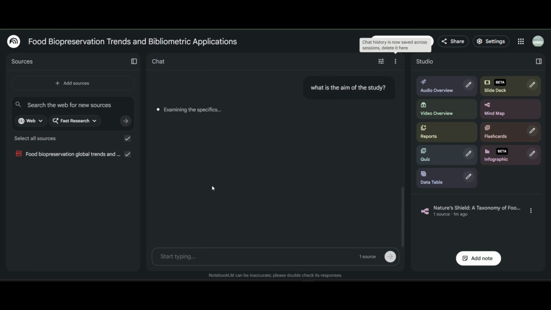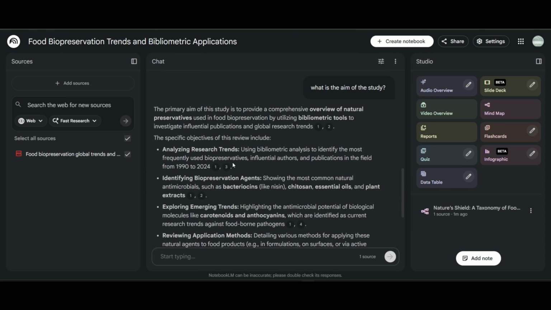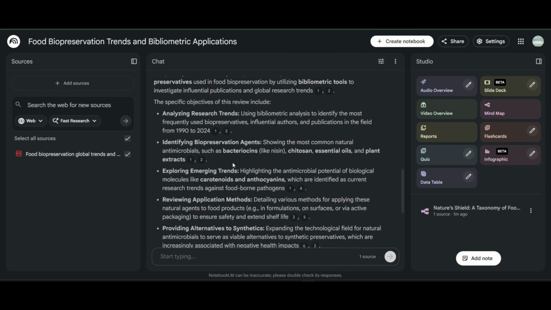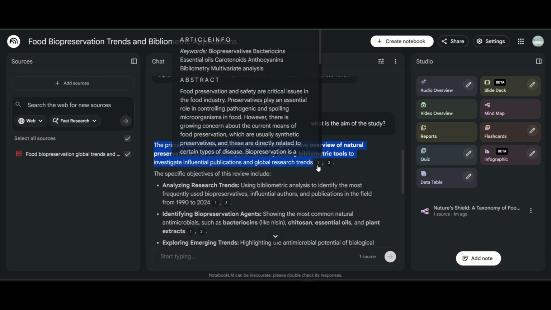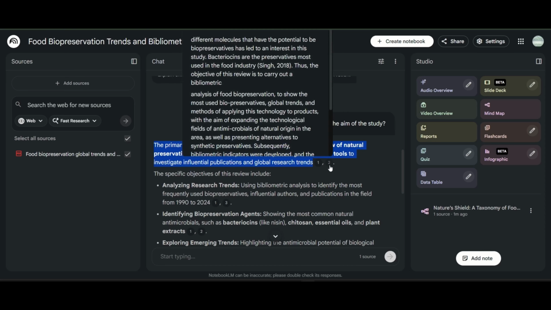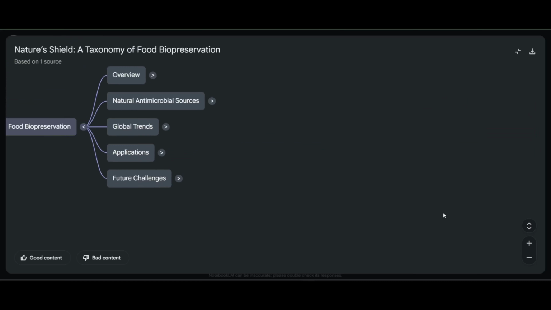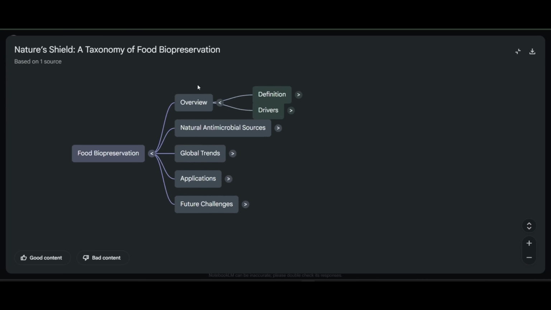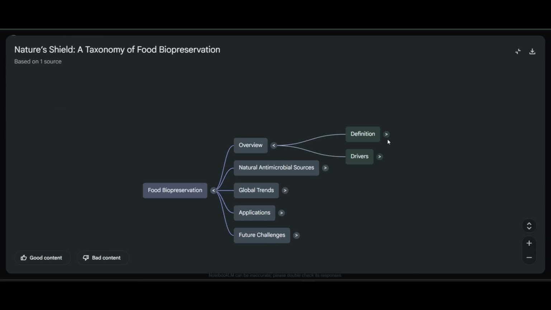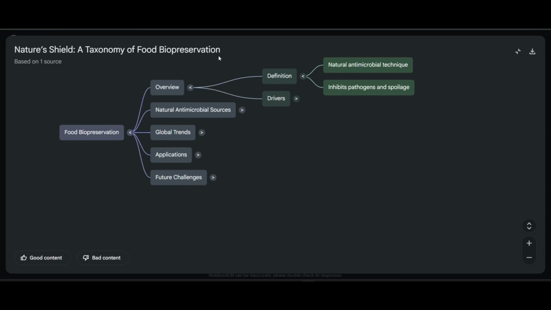For example, you can ask, "What is the aim of this study?" and it will provide a clear, structured answer based only on the document, often indicating the specific sections where the information is found. It can also generate mind maps very quickly, highlight key themes, show how the information is organized, and categorize content into main topics, subtopics, global trends, and applications depending on the document being analyzed.